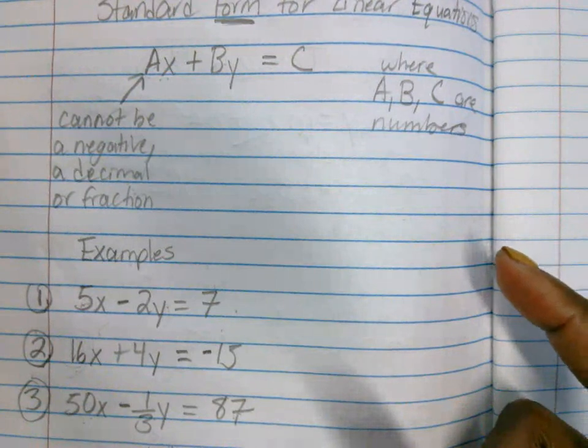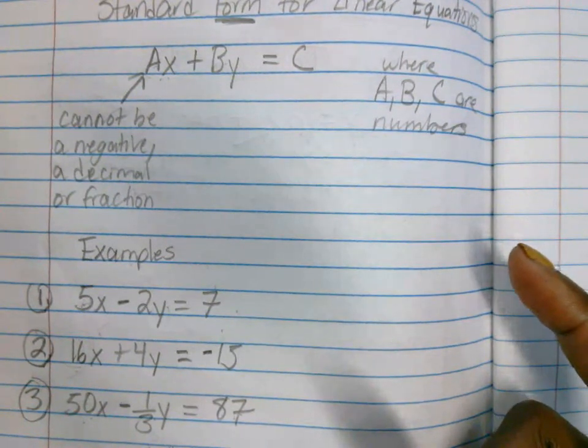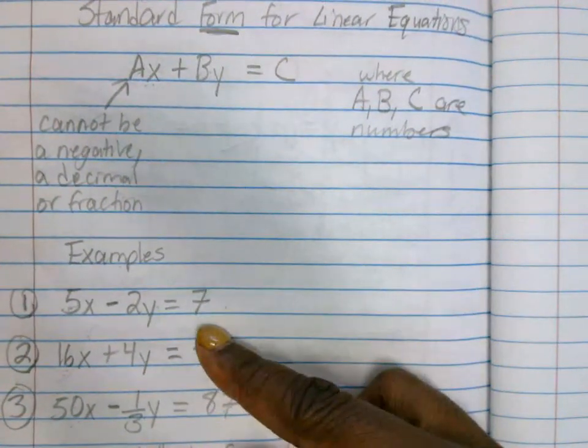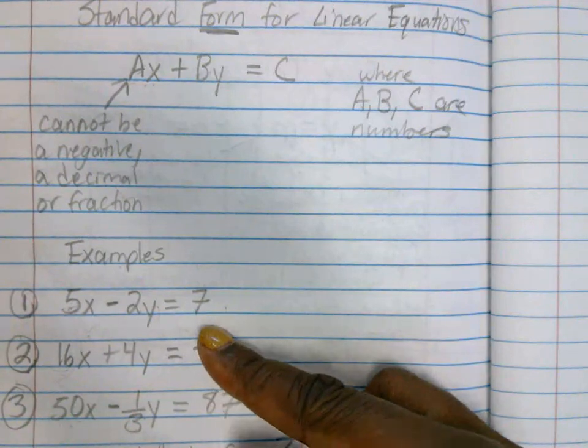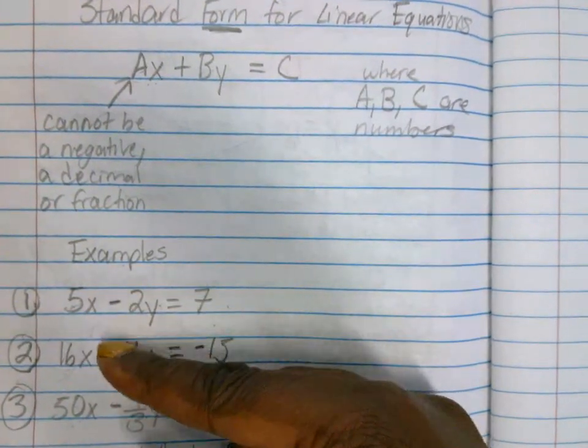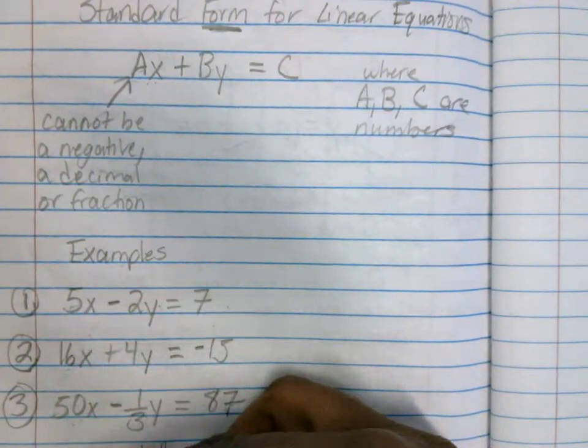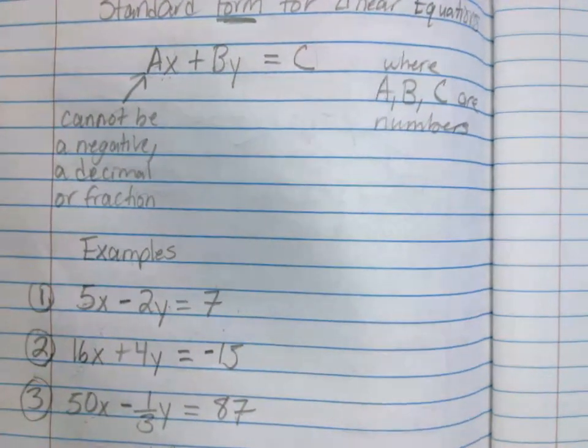That's still standard form, as long as the constant is on the side by itself, the x and y terms are on the other side, and your x term does not have a negative, a decimal, or a fraction attached. All right. The last form that we're going to talk about is the point-slope form. This is page 2 continued.